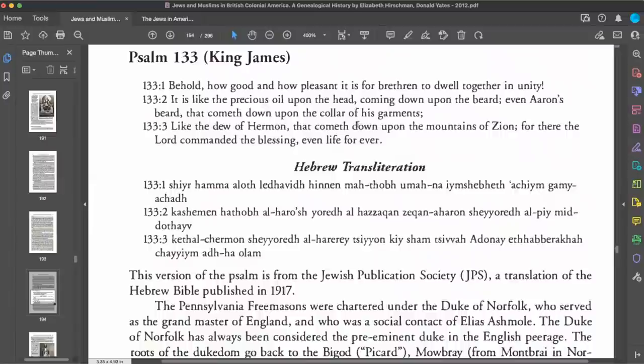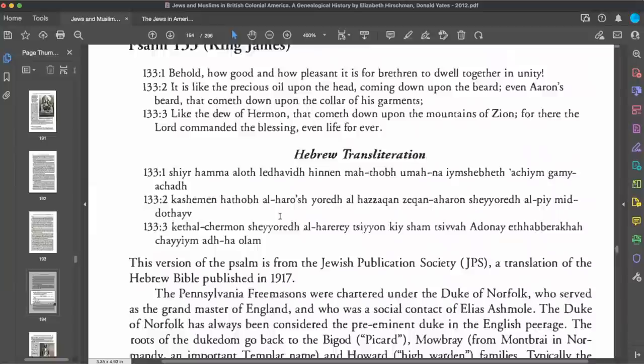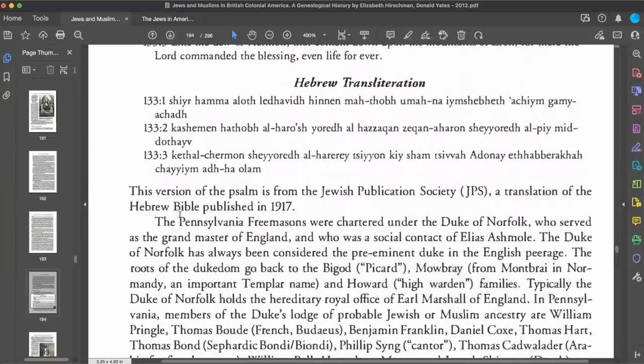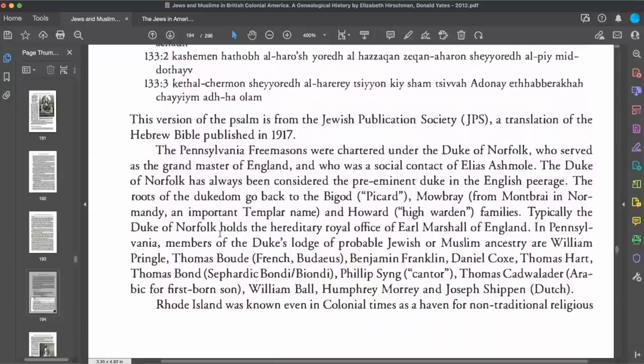So this is a supposed Hebrew transliteration here, as it says. And it says, this version of the psalm is from the Jewish Publication Society, JPS, translation of the Hebrew Bible published in 1917. The Pennsylvania Freemasons were chartered under the Duke of Norfolk, who served as the Grand Master of England, and who was a social contact of Elias Ashmole. The Duke of Norfolk has always been considered the preeminent duke in the English peerage.